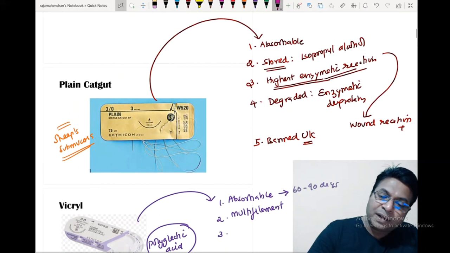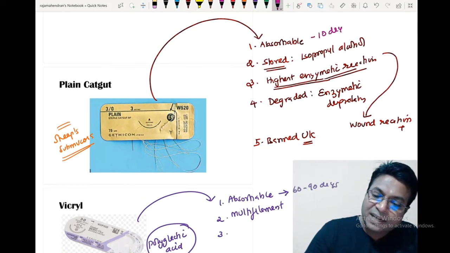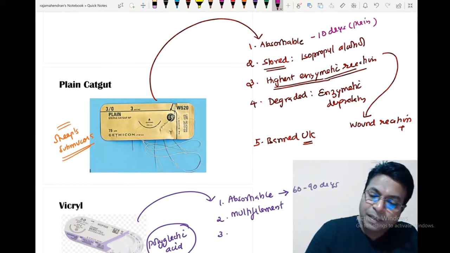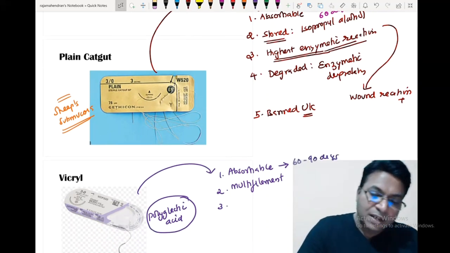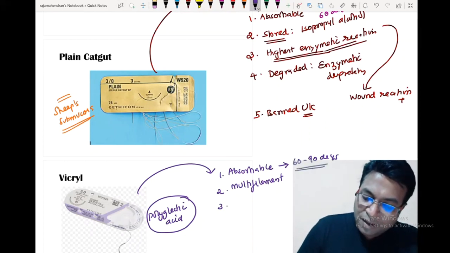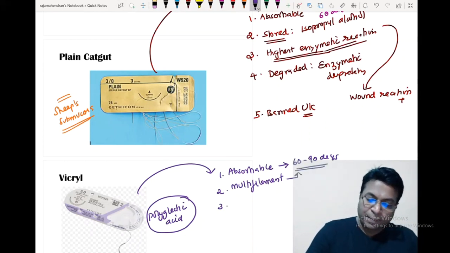Plain catgut is absorbed in 10 days, and 60 days for chromic catgut. So all these are high yield MCQ points. 60 days for chromic catgut, 10 days for plain catgut. Absorbable suture materials like Vicryl are absorbed in 60 to 90 days, and Vicryl is a multifilament material.